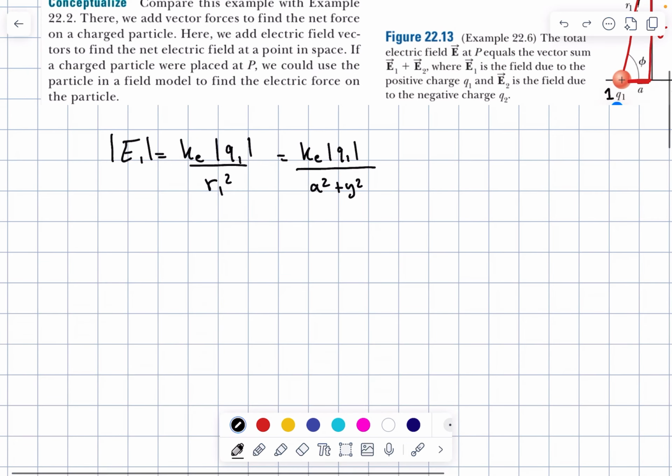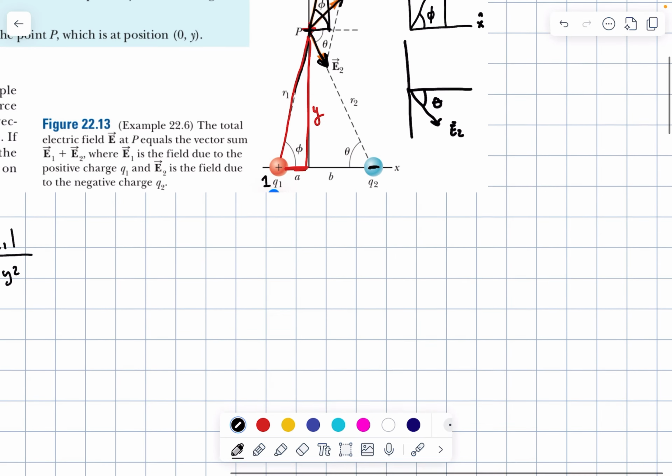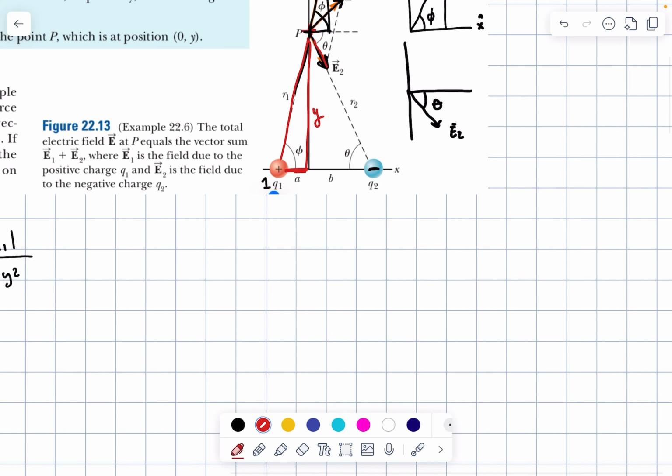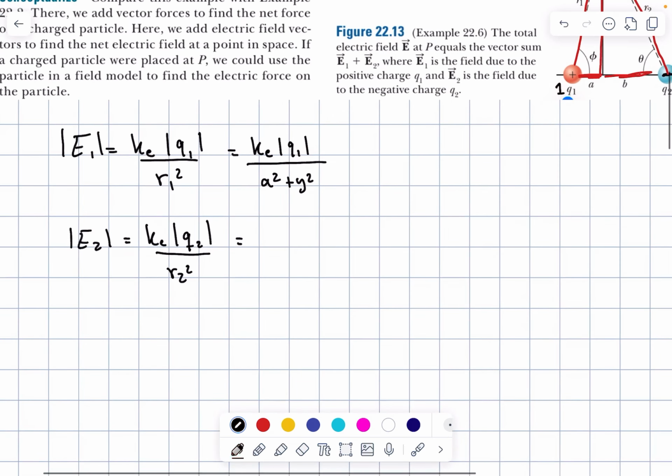Now the magnitude of E2 is going to be equal to KE Q2 over R2 squared, and we look at what R2 is, and we see here that we have B and we have Y, so we do the same thing, and we have KE Q2 over B squared plus Y squared.